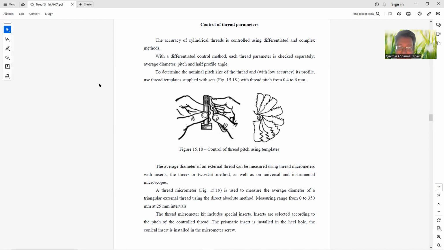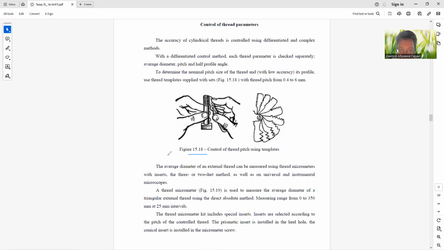To determine the nominal pitch size of the thread and, with low accuracy, its profile, use thread templates supplied in sets with thread pitch from 0.4 to 6 millimeters. It's like in figure 15.18, where the thread pitch is controlled using templates.